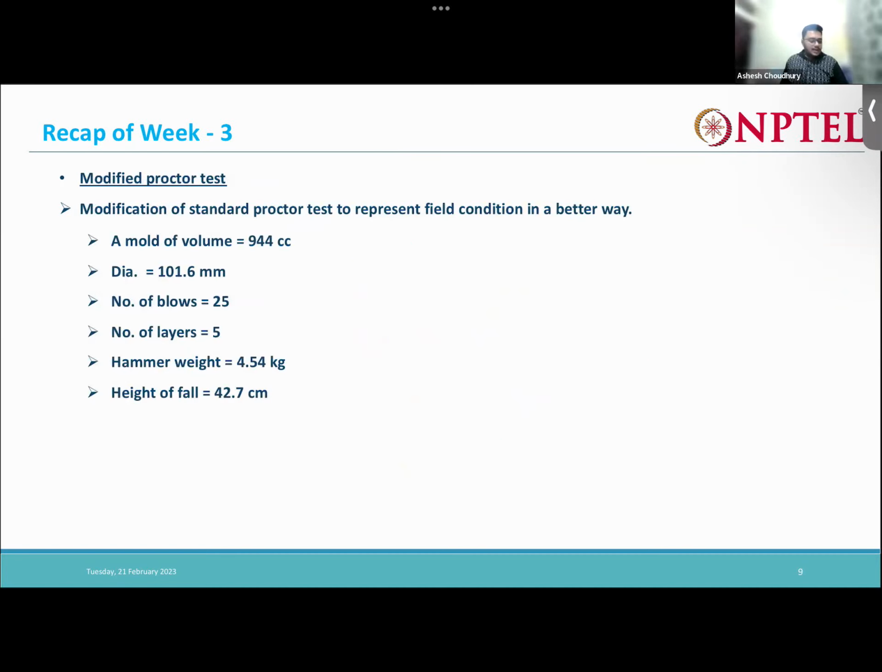Okay, so here now I have written about the modified Proctor test, that I was speaking about. So modified Proctor test means a little higher energy you are putting in. Okay, so it is a modification of the standard Proctor test to represent field conditions in a better way. So if you see, the main difference between the standard Proctor test and the modified Proctor test is here: in the number of layers, the height of fall, and the hammer weight. So these three things are actually differing.